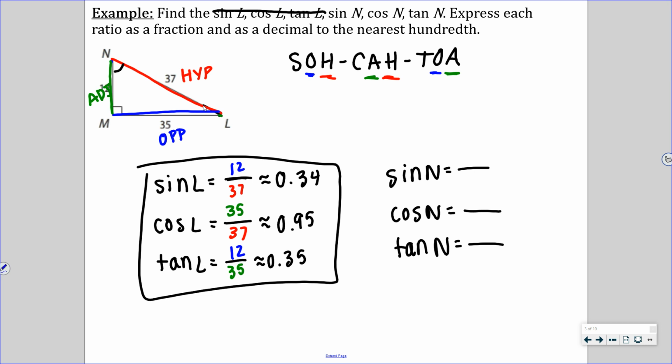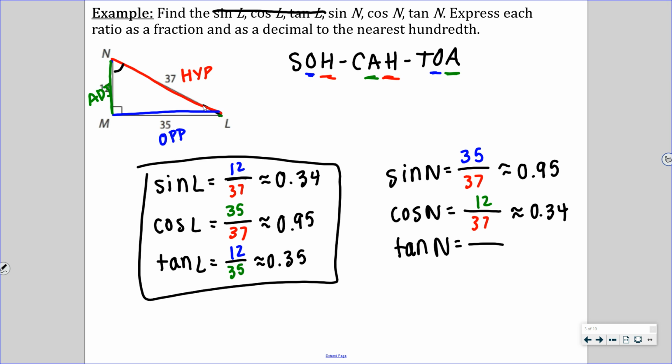All right, sine: opposite, which is now 35, to hypotenuse, which is still 37. And you're like, oh, weird, that was the same as what we got for cosine, which makes sense because the only thing that flip-flopped was the adjacent and opposite sides, right? So that one's going to be 0.95. That will happen every time, folks. So then cosine is adjacent, 12, to hypotenuse, 37. So 0.34.